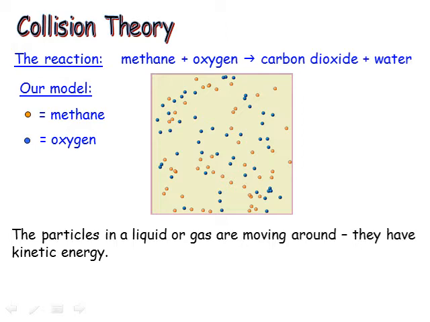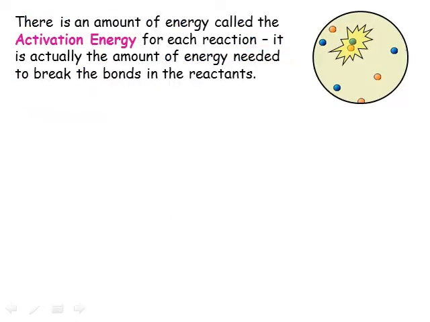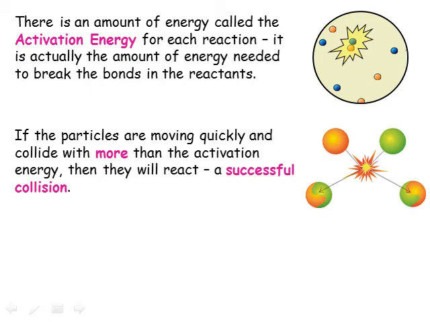The first idea in collision theory is that for a reaction between these molecules to happen, the reactant particles have to collide with one another. The second idea in collision theory is that not every collision results in a reaction taking place. There is an amount of energy called the activation energy for the reaction, and this is the energy needed to break the bonds in the reactants that need to be broken in order to form the products.